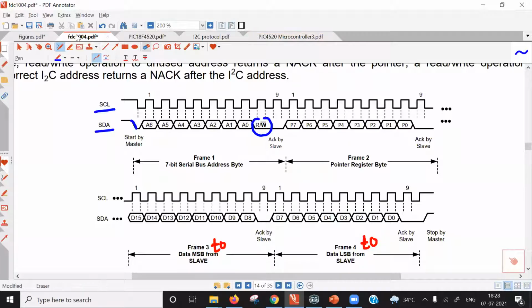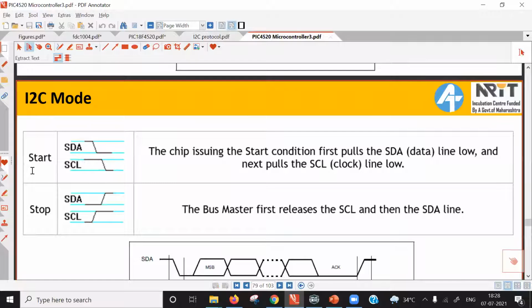So in this figure, I have shown this condition. This is the start condition, which means this SDA pin is pulled down by the MSSP module, and after some time this SCL pin is pulled down, and then the actual transmission begins.